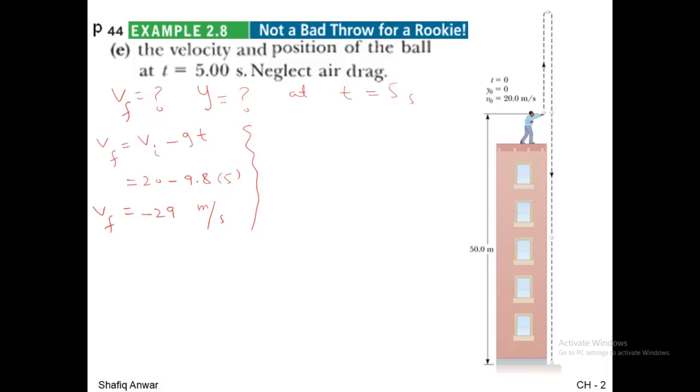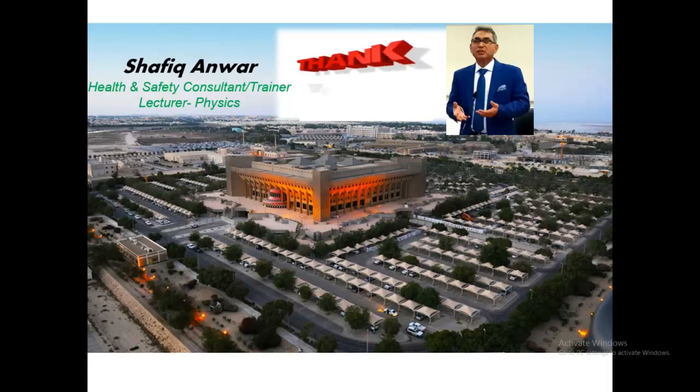The second one, we need position, so y is equal to Vi t minus half g t squared: 20 times 5 seconds minus half 9.8 times 5 squared. Once you use your calculator, you get minus 22.5 meters. So it means at time 5 seconds, the object is going down in the minus direction. This is the final velocity and the position during the vertical motion, 22.5 but negative, in the downward direction. Okay, that was the last question.